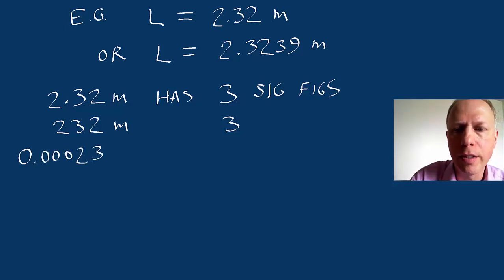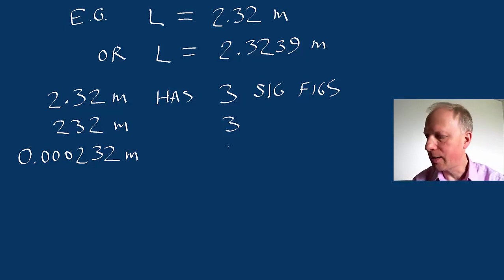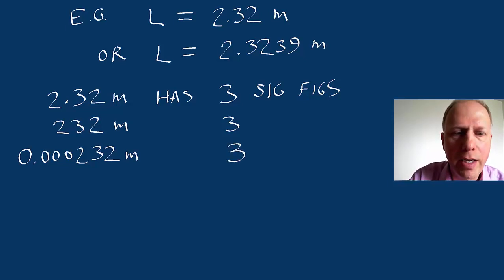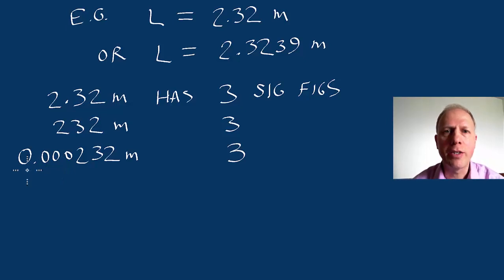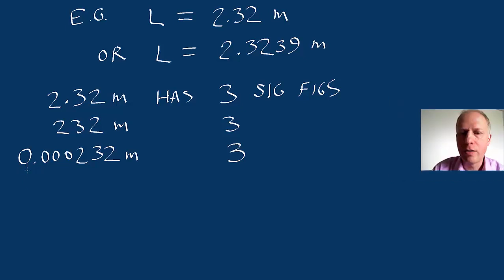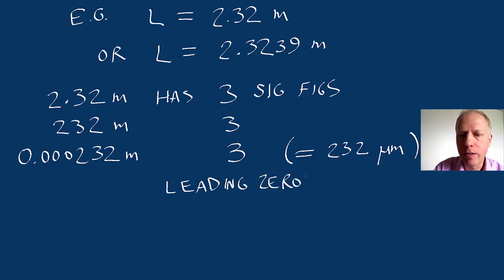0.000232 meters has three sig figs, because these zeros out at the beginning don't increase the precision of the value. They're just kind of placeholders that specify the place values of the 2 and the 3 and the 2. So this quantity is equal to 232 micrometers, which is clearly three sig figs. And the message here is that leading zeros don't count as sig figs. Zeros out in the beginning don't count.